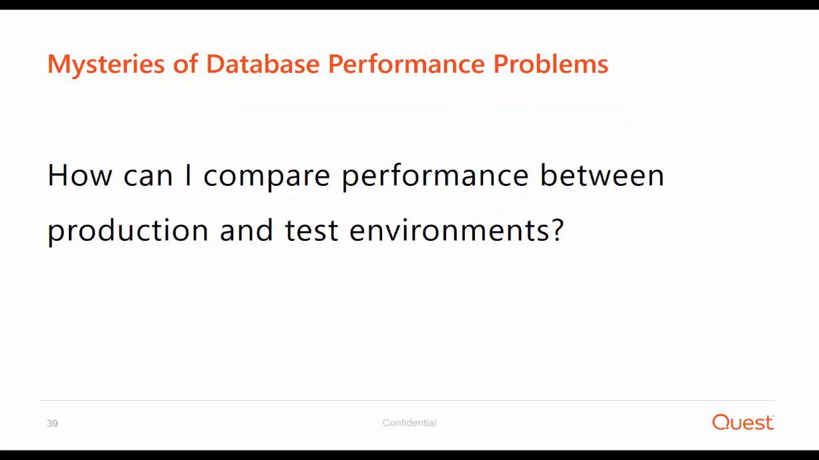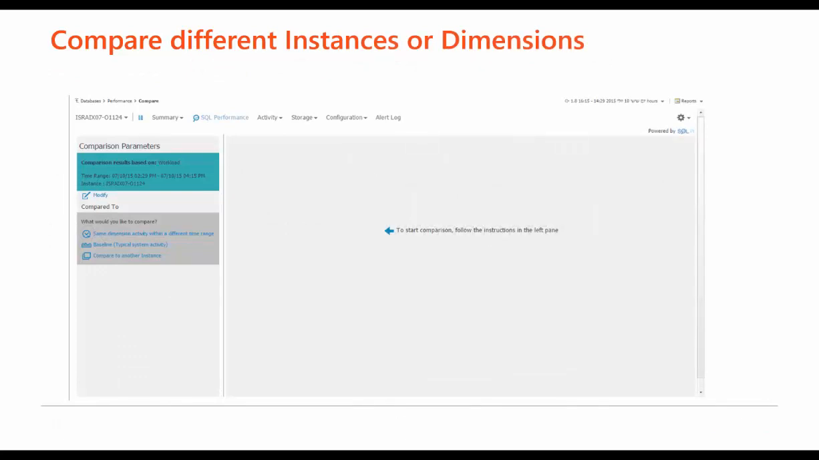Next challenge is how can I, as a DBA, compare between production and test environments? This is a very useful use case, especially nowadays in the DevOps era. We have several environments, and we would like to make sure that the performance and the configuration are identical. So how can I do that using Foglight Performance Investigator?